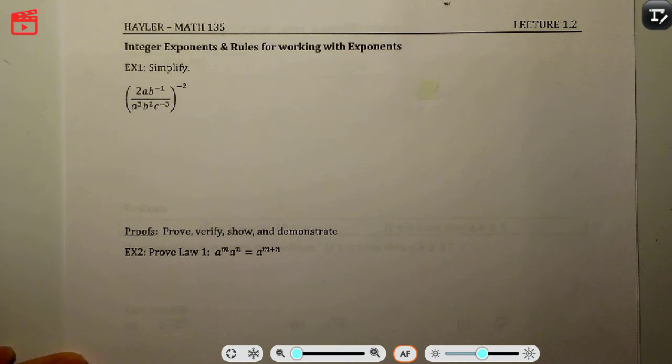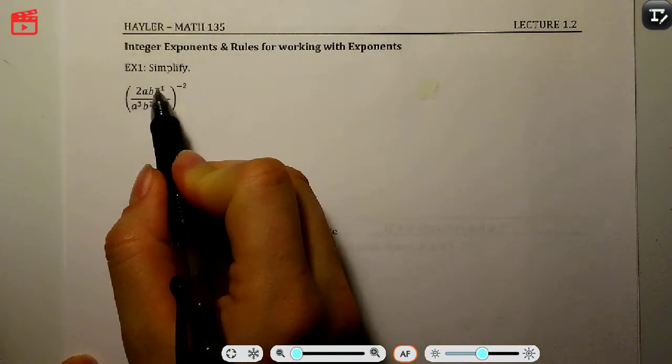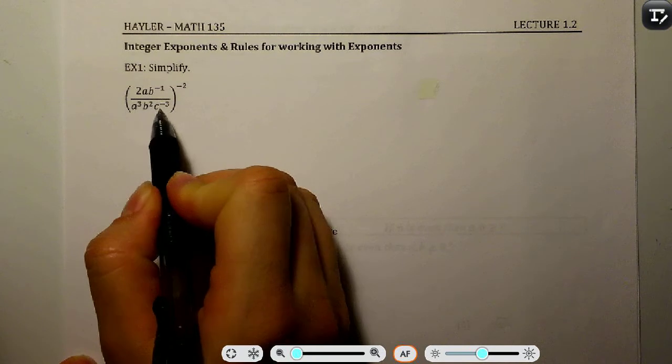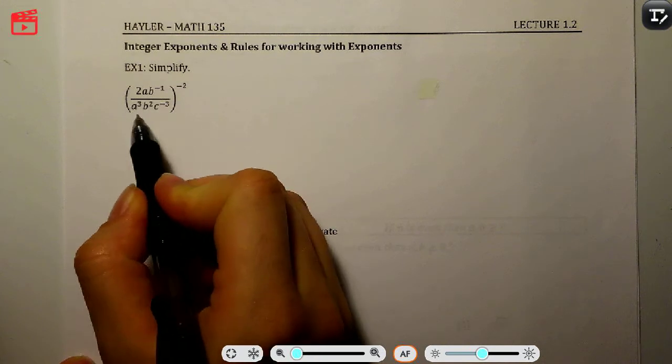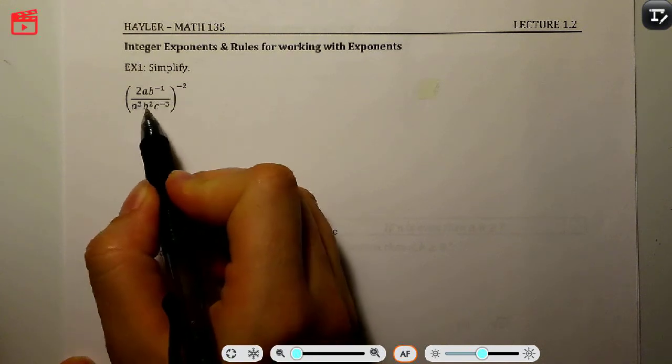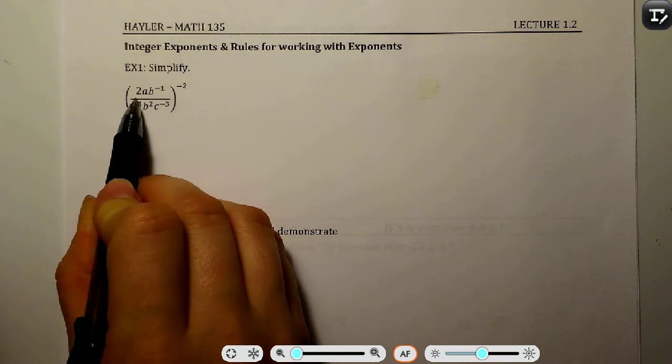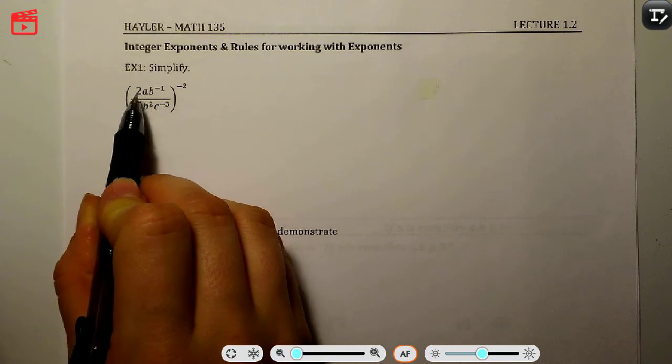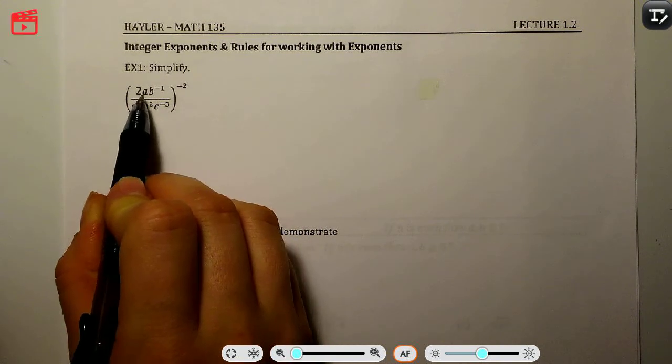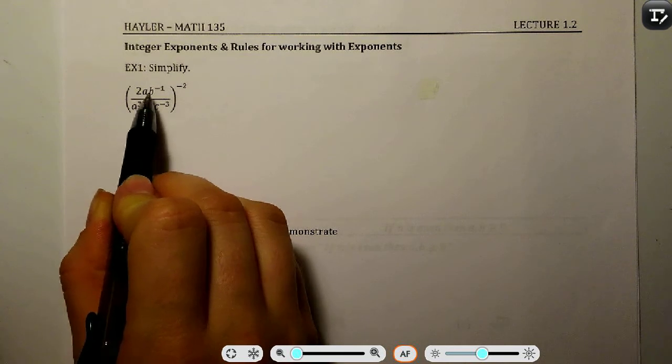We're asked to simplify. Normally what I'll do is look inside the parentheses and see if I can simplify anything first between the numerator itself and the denominator, and then see if I can simplify through the whole fraction. So looking at the top, do I see any common bases there? I have an a, b, and a 2. No like bases there, I can't simplify the top.